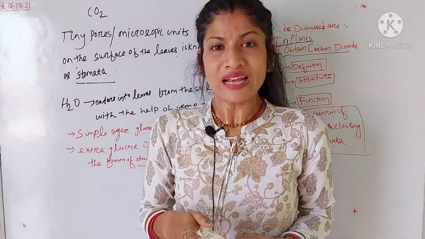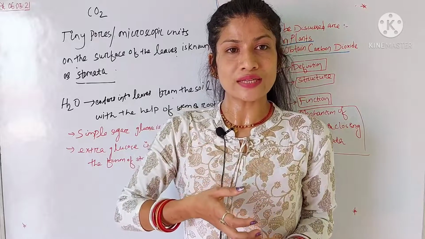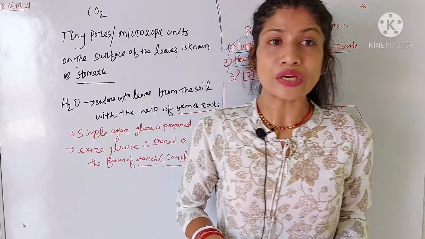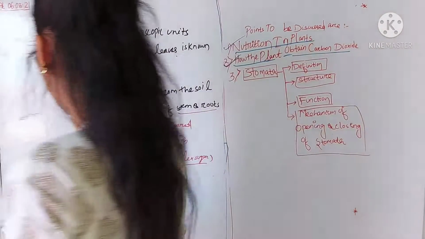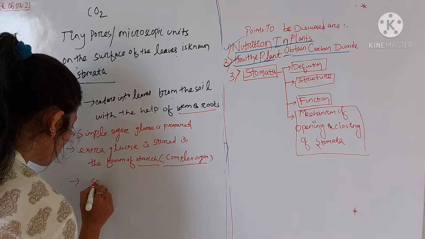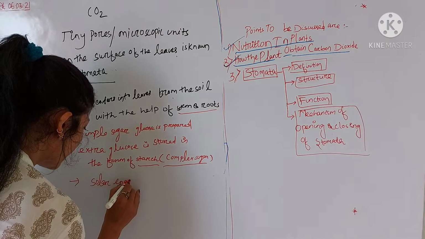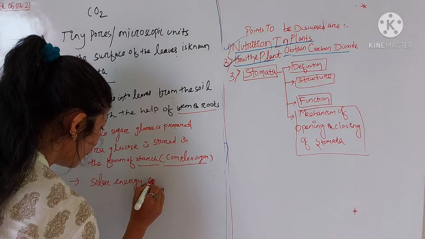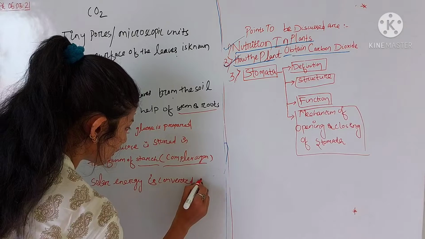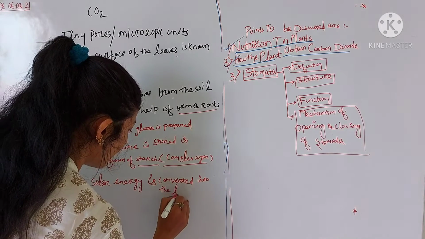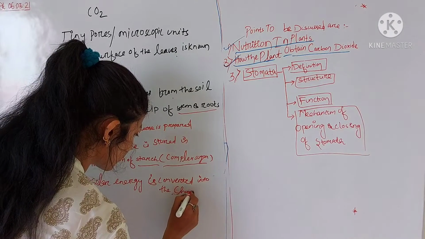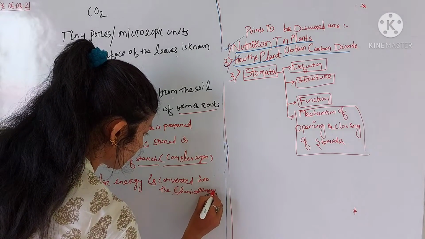Okay. That means during the process of photosynthesis, the sunlight energy, the light energy, is converted into chemical energy.